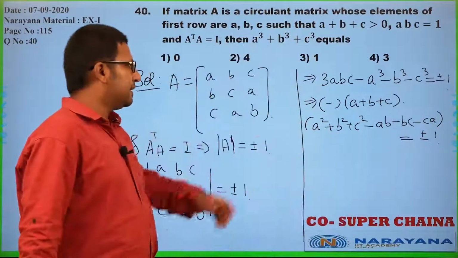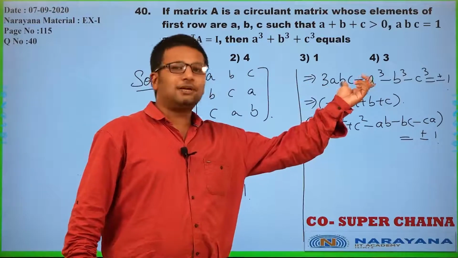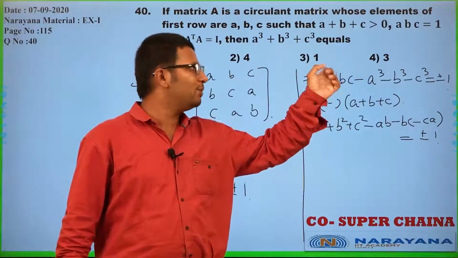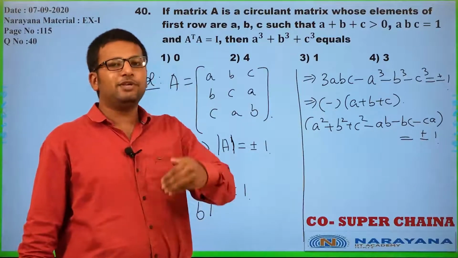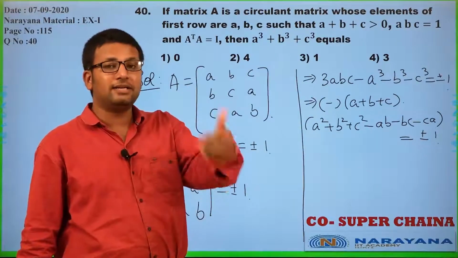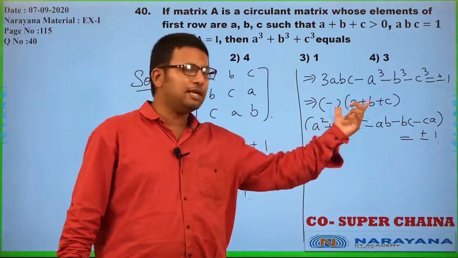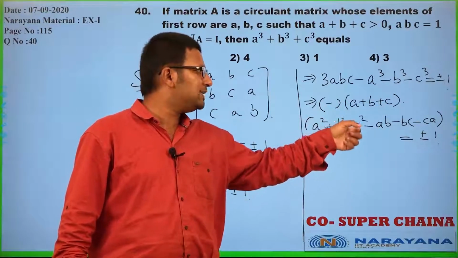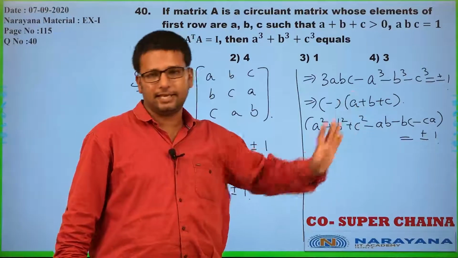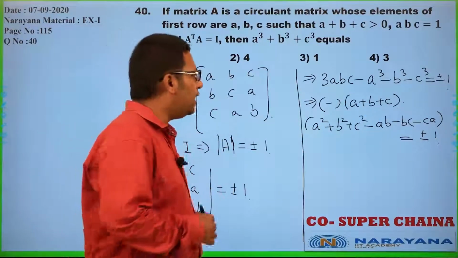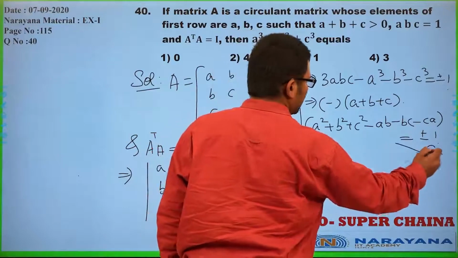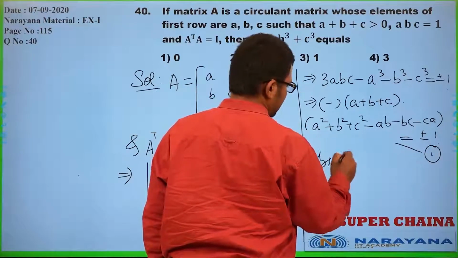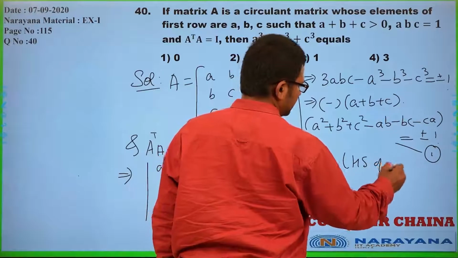Because if I take the minus outside, we get a cube plus b cube plus c cube minus 3abc. And I hope you have studied this, that a cube plus b cube plus c cube minus 3abc can be factorized into a plus b plus c into a square plus b square plus c square minus ab minus bc minus ca. Now, if I mark this as 1, observe the left hand side of 1.